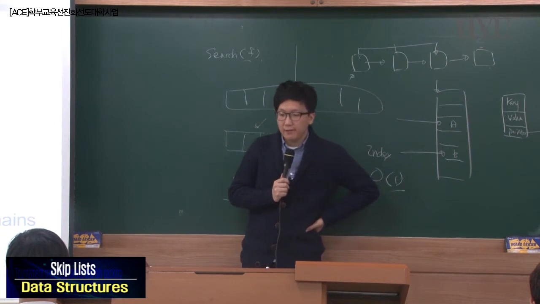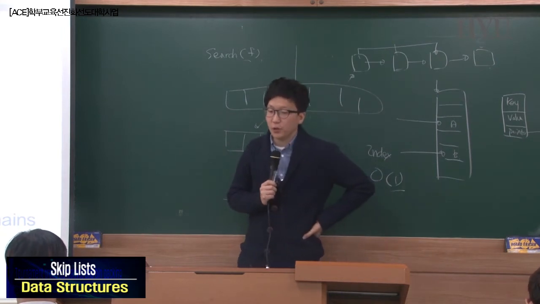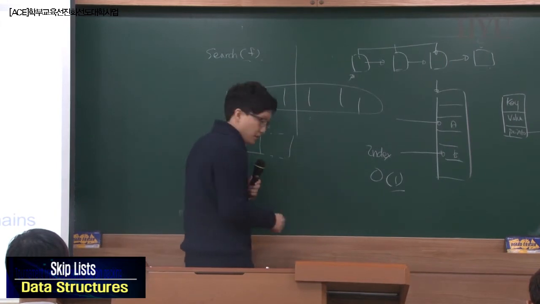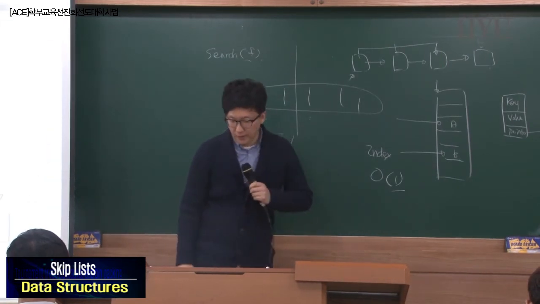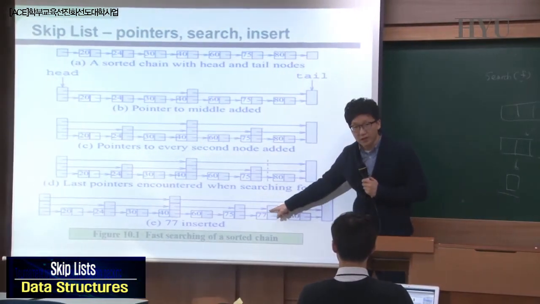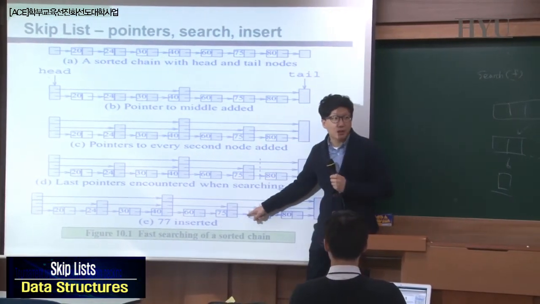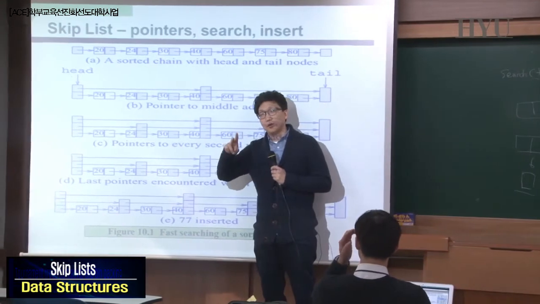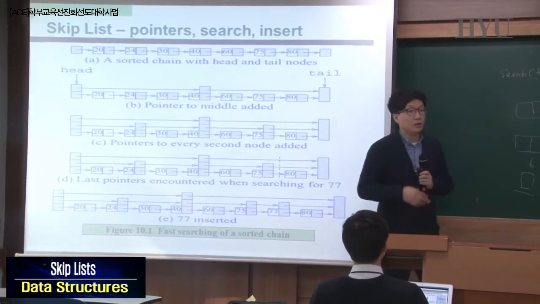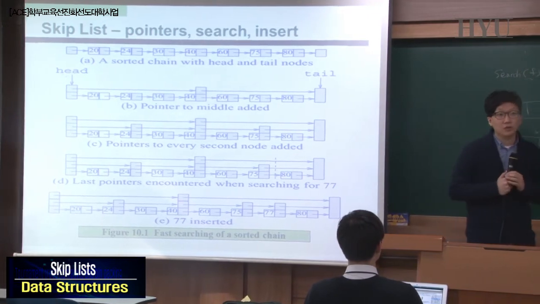For general n, the level 0 chain includes all elements. So level 0 at the bottom has every element. Level 1, every second element. Level 2, every fourth element, like that. So they give you the levels of adding a pointer to it.